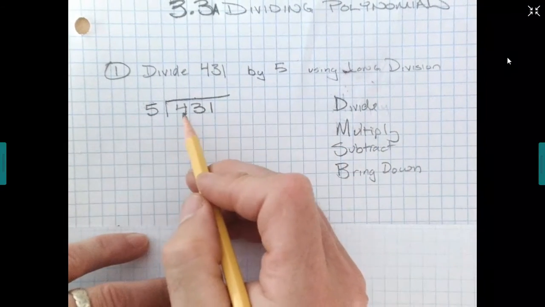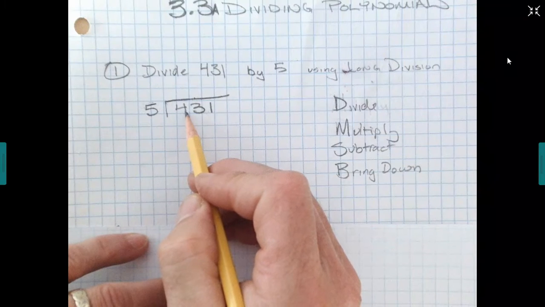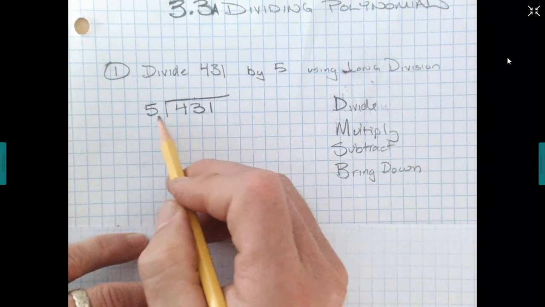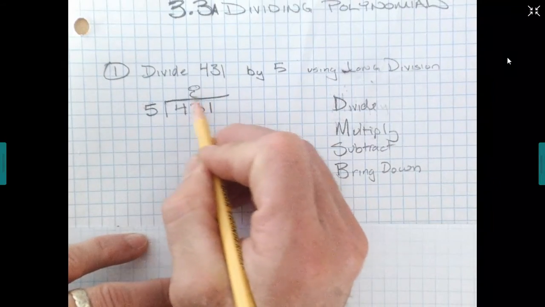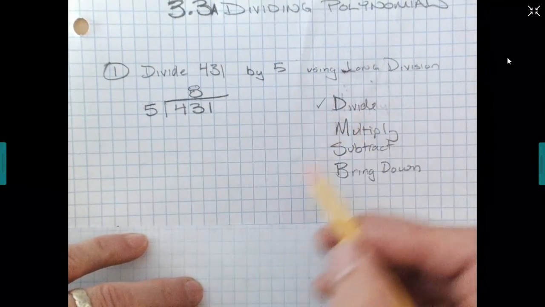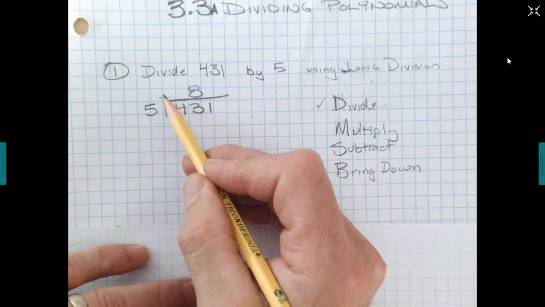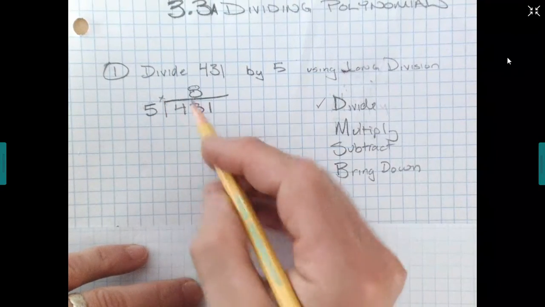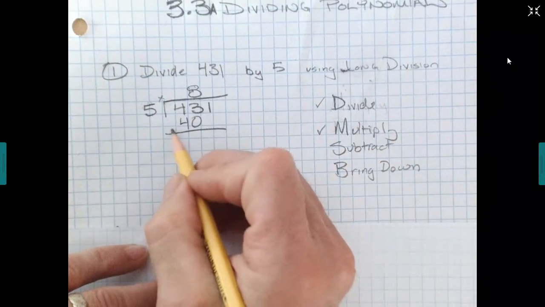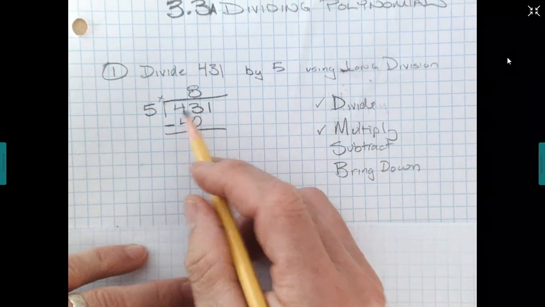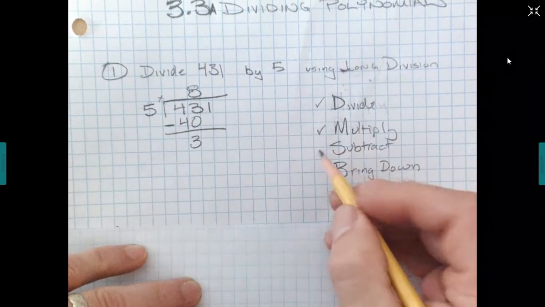So divide. How many times can 5 go into 4? Well, it can't. It's too small. So we go to 43. How many times does 5 go into 43? 8 times. There's our division. Our multiplication, 8 times 5 is 40. Subtraction, 43 minus 40 is 3.